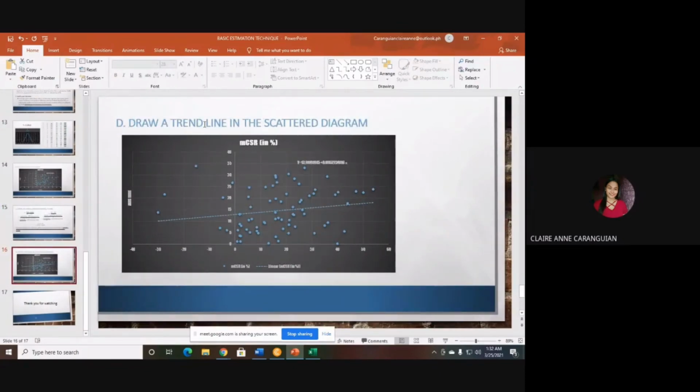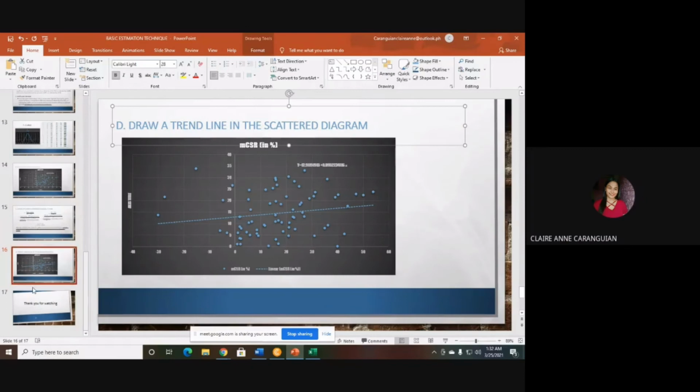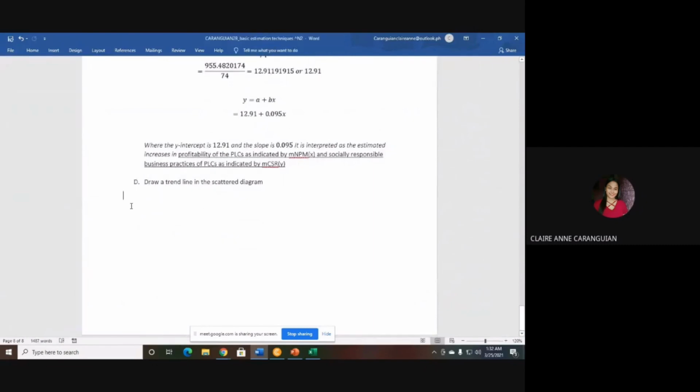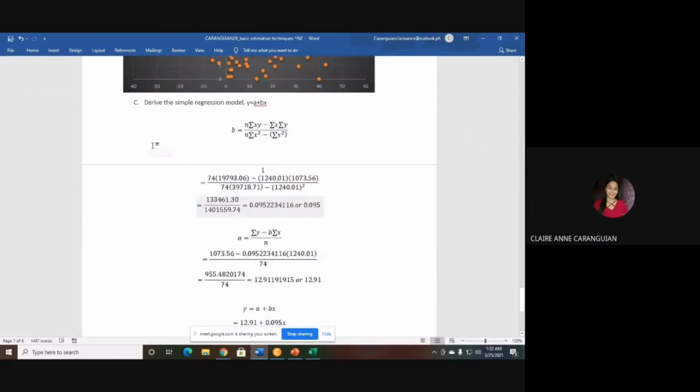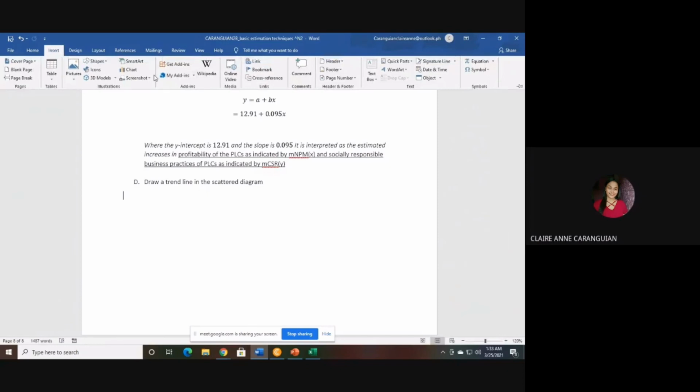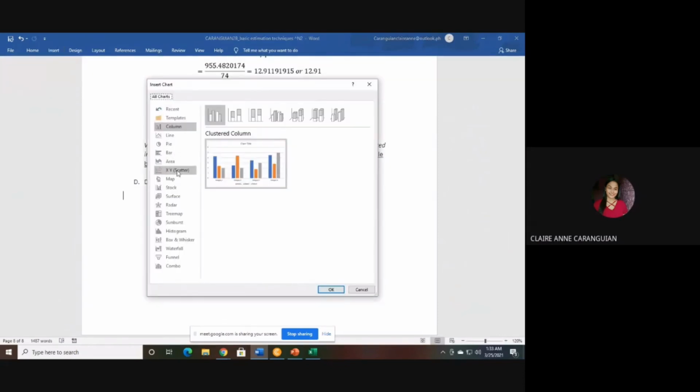So, na-compute natin yun. So, next requirement is: draw a trend line in the scattered diagram. So, dahil meron na tayong formula, pwede na tayong makagawa ng scattered diagram. So, punta ulit tayo. Ito yung scattered diagram. Ipapakita ko lang kung paano siya nakuha. Same process dito, pero merong trend line. So, papakita ko. So, click insert, chart, scatter. Okay.